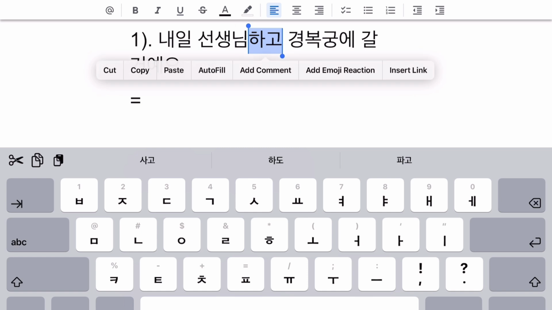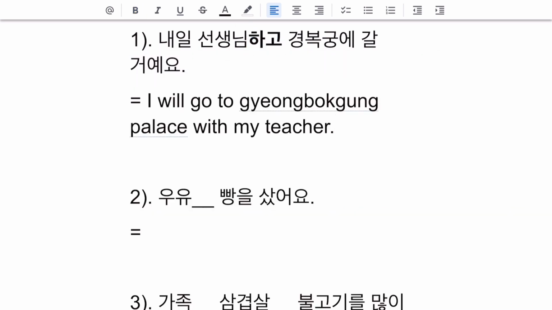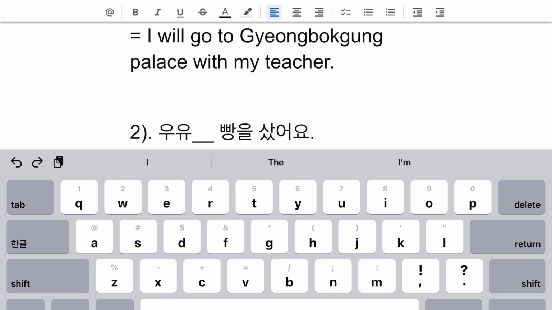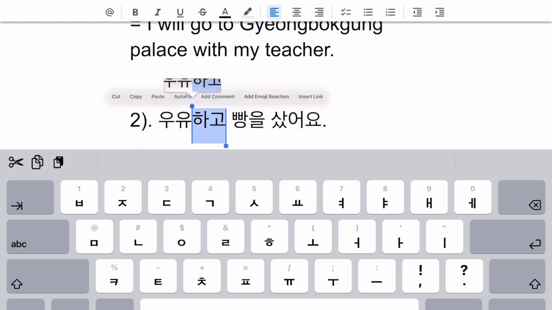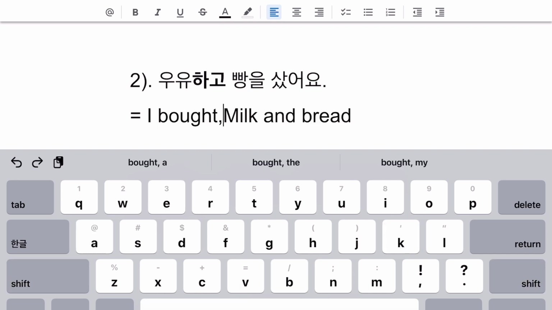So we literally just did this. 하고, I will go to, we know that one. I will go to Gyeongbokgung Palace with my teacher. Next one. 우유, 빵을 샀어요. 사다 means to buy. 우유 is milk. 빵 is bread. So this is 우유하고 빵. And that means milk and bread. And then I bought. Or whoever bought. It doesn't specify a topic. We could say she bought. Or Mina. Or Jimin. Or Jin. Someone bought milk and bread.